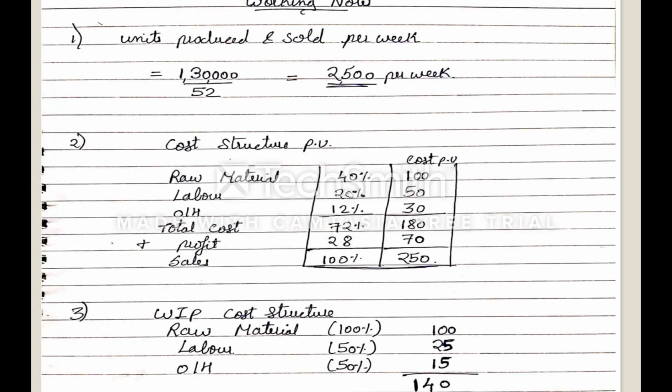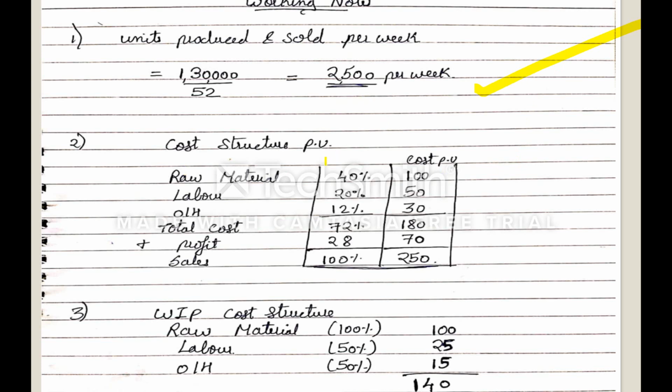First working note, units produced. So how much was your units in a year? 1,30,000. Adjustment says week, so divide it by 52, because in a year 52 weeks are there. I'll get 2,500 per week. So this is my first working note, the first and foremost step which I need to do. Once this is clear, it would be easy for me to solve the problem.